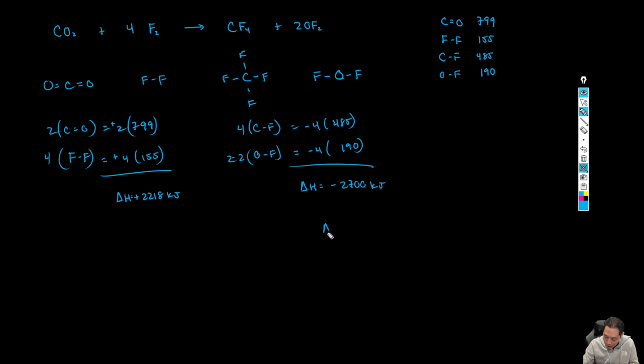Now take the difference of the two, or the sum. So we get a delta H of this equation, I'll write it up here, negative 482 kilojoules. So this is an exothermic reaction where energy is going to be released, in this case 482 kilojoules per mole.